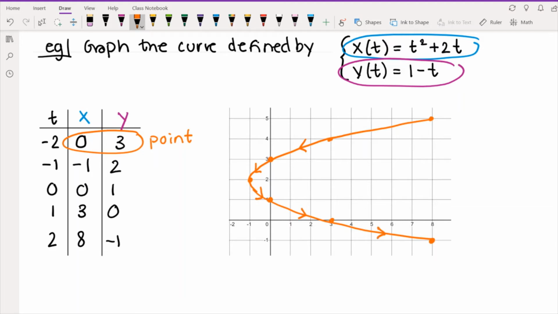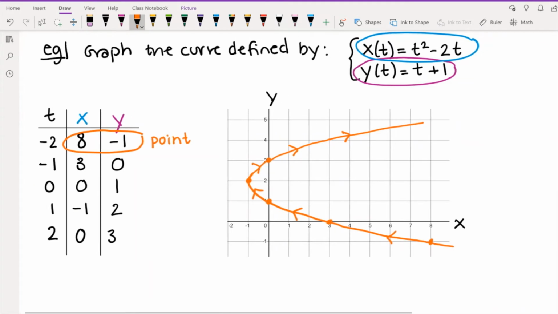So even though the parabola is itself the same, it would not be completely correct to say that this curve is the same as this curve. If we imagine that there's some kind of object taking this motion, it would be the same path, but it would be doing that path in a different direction.